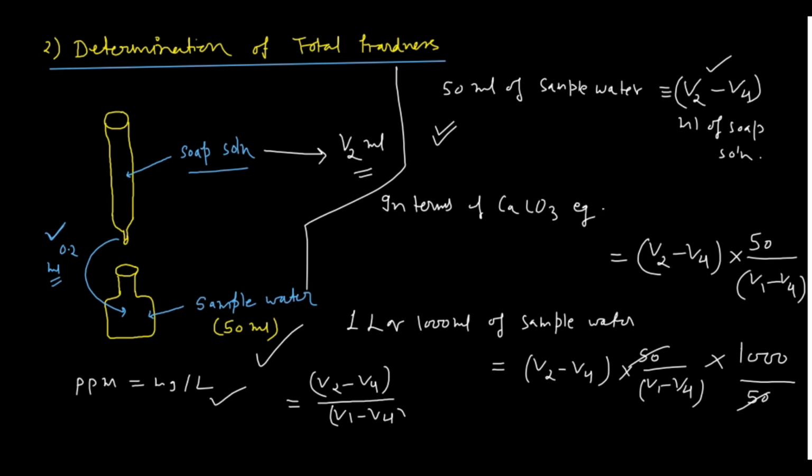It is very important to put these values of volume in the bracket, multiplied by 1000. So this is automatically in milligram per liter or ppm. If you know the value of V2, the value of the lather factor, and the value of V1, that means the standardization of the soap solution, then you can easily determine the total hardness of the water sample. So this is your total hardness formula. Please remember, it is very important.